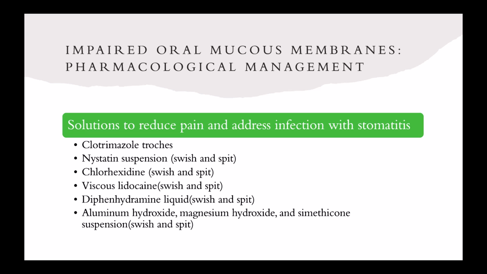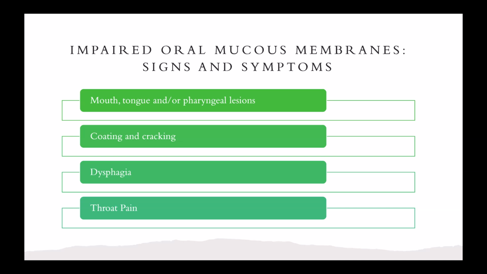Diphenhydramine liquid is often mixed with something called magic mouthwash, which is pretty commonly used in patients with impaired oral mucous membranes. This particular component is used to reduce inflammation inside the mouth. And then the final thing is the aluminum hydroxides or magnesium hydroxides, simethicone suspensions. These three things are used to coat the inside of the mouth. It's almost like a band-aid for the oral mucous membranes, where they cover it to protect it from any further damage while it heals.